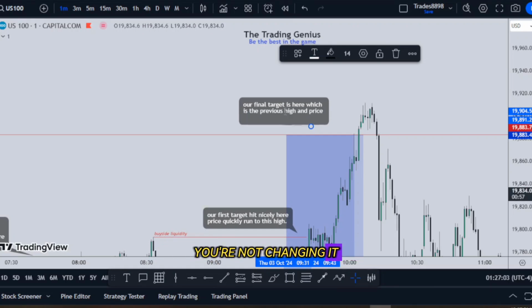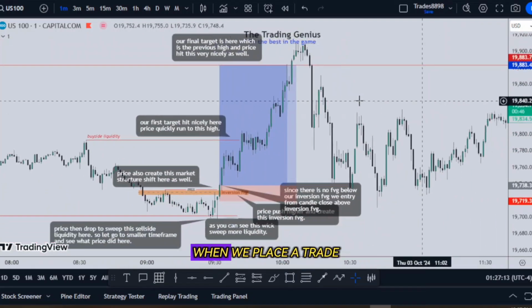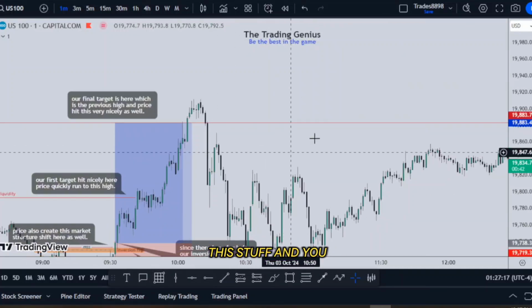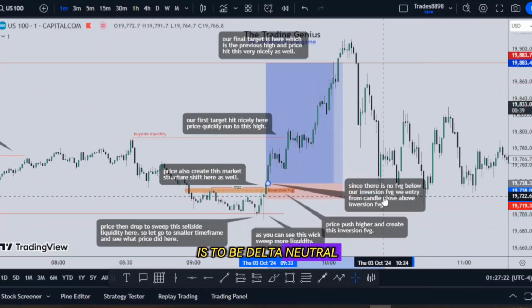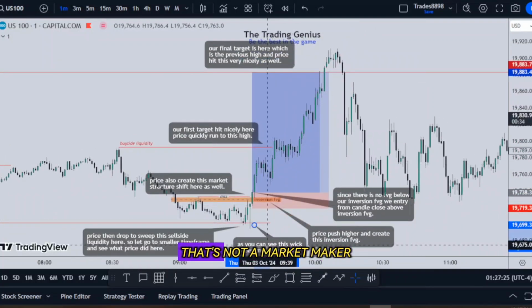You're not changing it when it's going to keep going up to a buy-side liquidity. You're not changing its direction when it's going to go down to a sell-side delivery. You're not doing anything except doing a transaction like anybody else is at that given time when we place a trade. So when you hear this stuff and you think, oh, well, the market maker does this. Well, the market maker's role is to be delta neutral. Yeah, dealer is. That's the dealer's job. That's not a market maker.